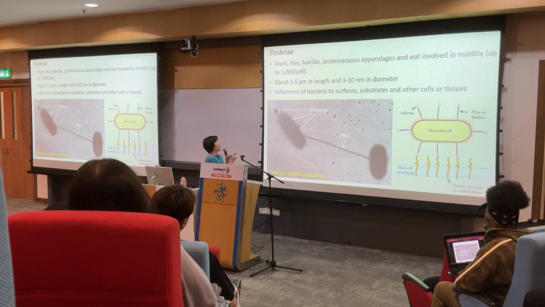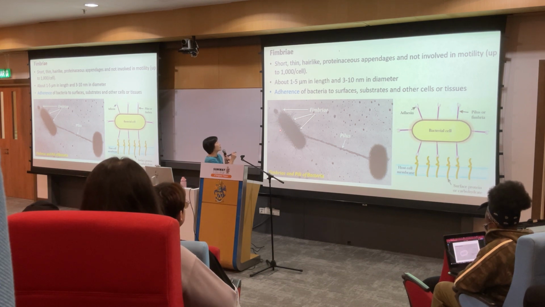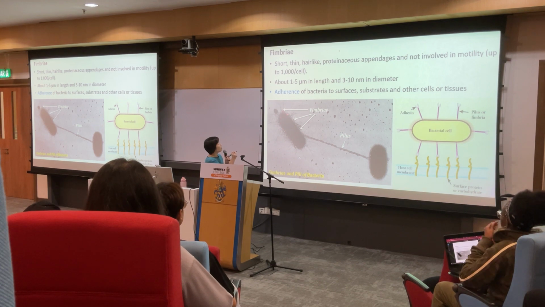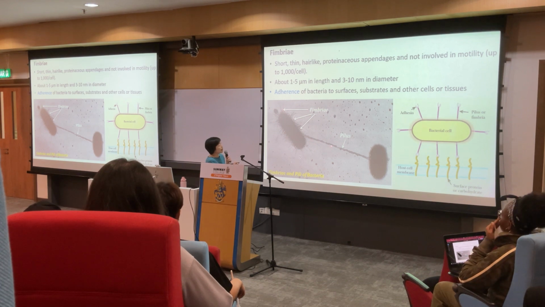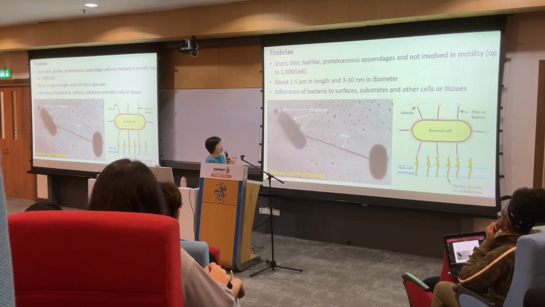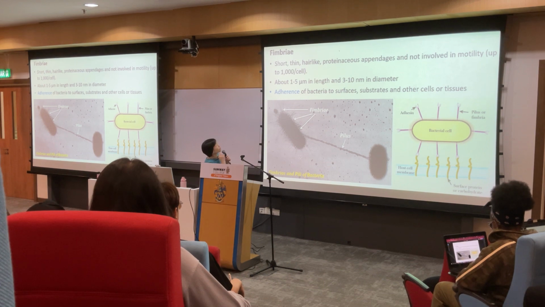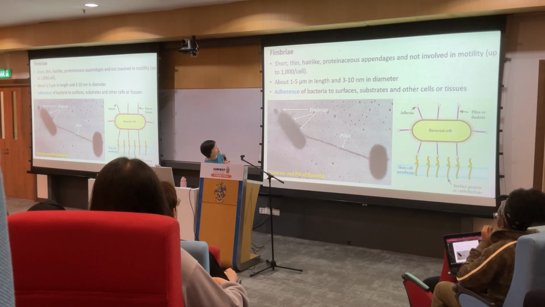Fimbriae are hair-like structures. They are very short, and they are made up of protein. One of the advantages is that the fimbriae are shorter compared with the pili that connect 2 bacterial cells. The pili are very long and can extend very far. But fimbriae are hair-like structures, normally short, extending a lot out of the cells. They are about 1 to 5 micrometer in length and 3 to 10 nanometer in diameter.